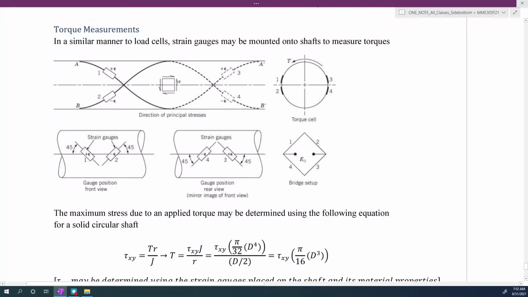All right. So if we are interested in measuring torque, instead of a normal load or a force, we can use strain gauges as well. Typically, strain gauges are mounted onto a circular shaft in order to measure torque. They're typically placed on the shaft at basically a 45 degree angle relative to the center line axis.